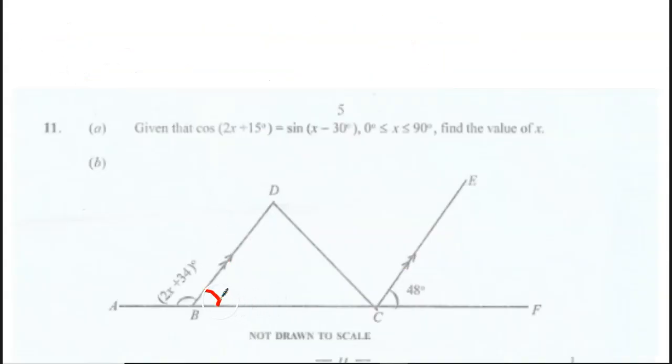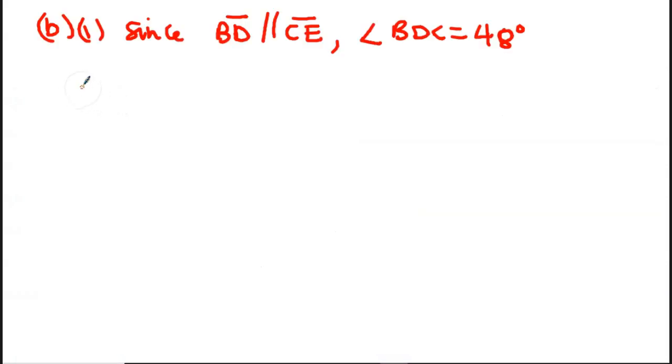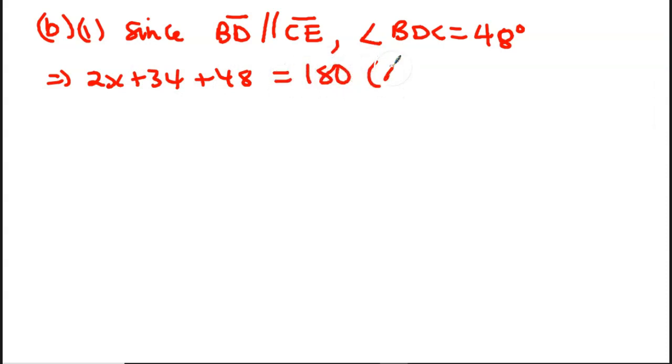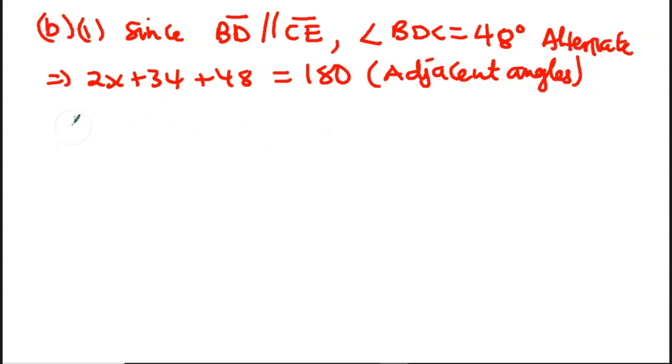So if here is 48, this is a straight line. So if we add these two angles, we are supposed to get 180. So this implies that 2x plus 34 plus 48 should be equal to 180. And the reason being adjacent angles. Adjacent angles sum up to 180. This is alternate. That's alternate.